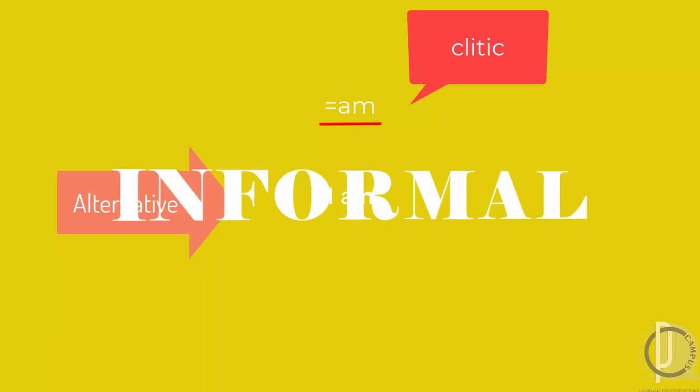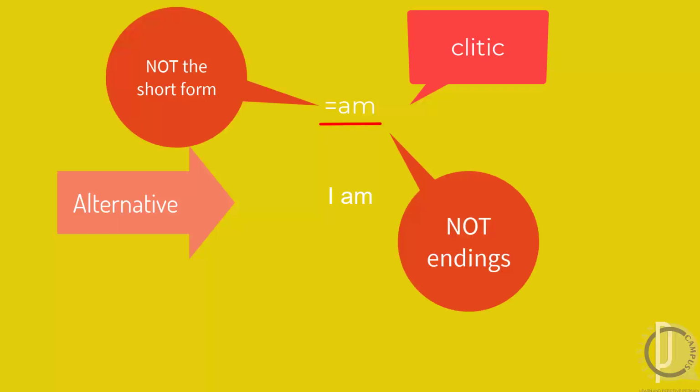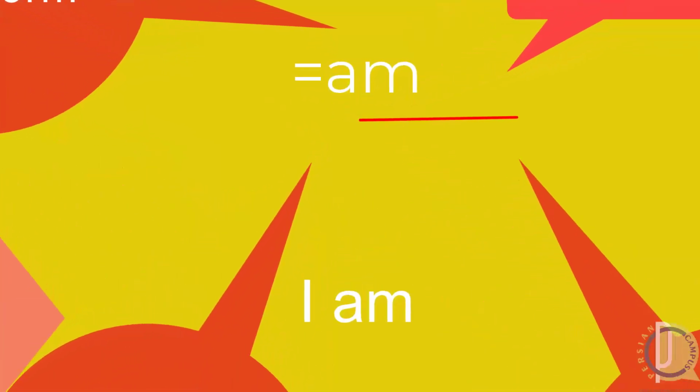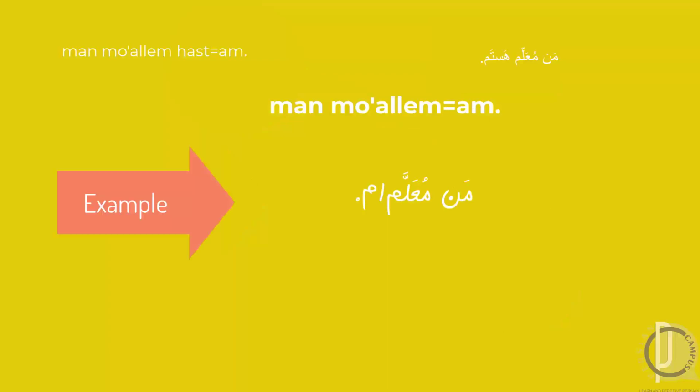There is another form to mean I am, and that is using the clitic am. Clitics are more informal. They are not the short forms of Hastam, and they are not شناسه. They are small forms very similar to شناسه, but they can be the verb of a sentence to mean to be. See this example. من معلمم. Even smaller. معلمم. All mean I am a teacher. Here, am is not a شناسه anymore. It is the clitic to mean hastam.